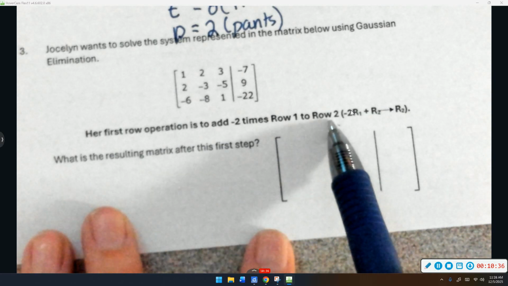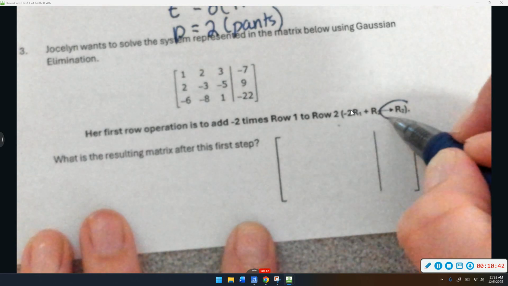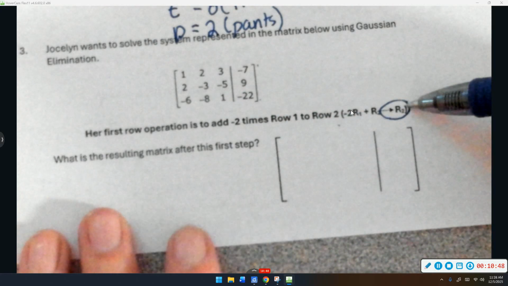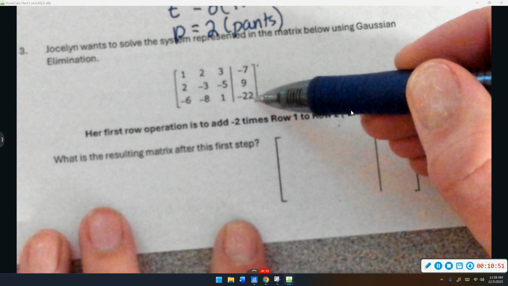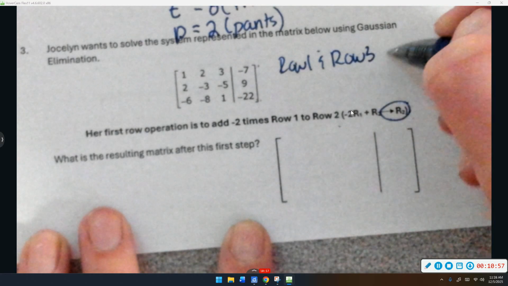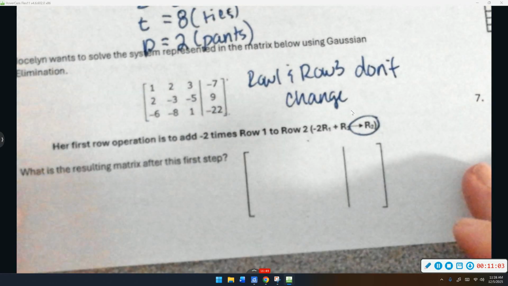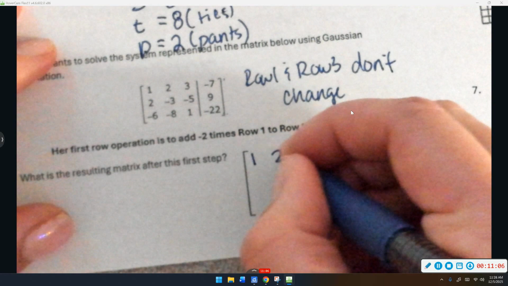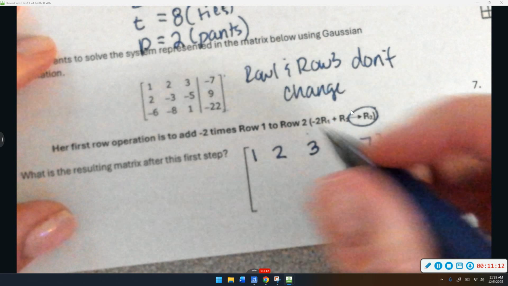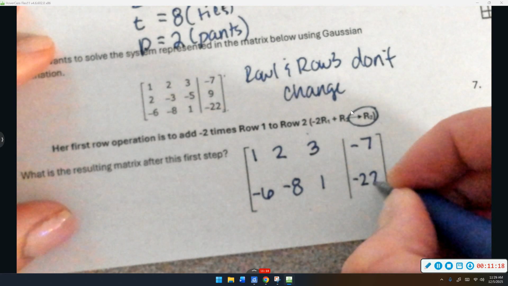Okay, so what is the row that I am changing? I am changing row 2. So that means I am not changing rows 1 or 3. So this tells me I'm changing row 2. So you know what I'm going to do? I'm going to copy down rows 1 and 3 as is. Row 1 and row 3 don't change. So let's just copy them down as is. So row 1 is 1, 2, 3, -7. And row 3 is this, -6, -8, 1, -22.